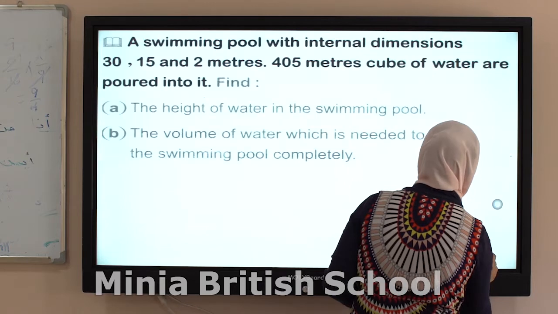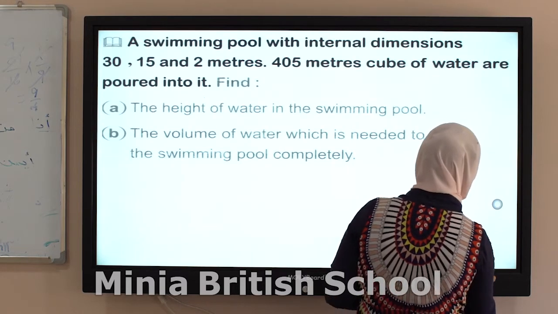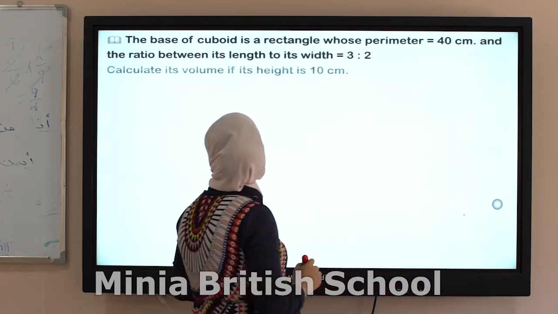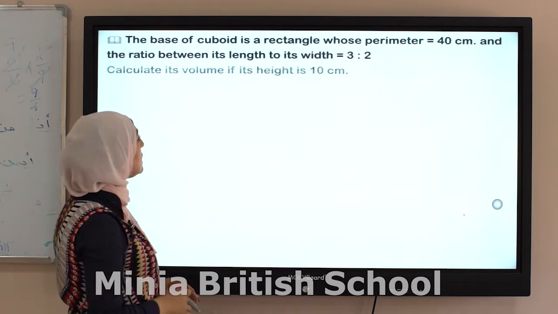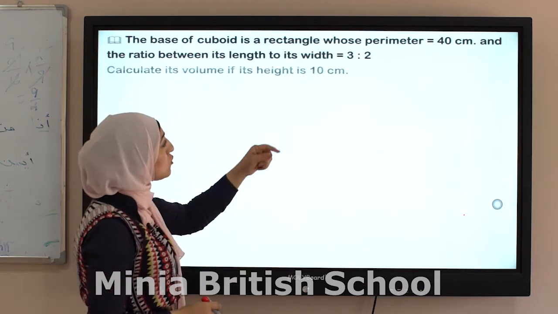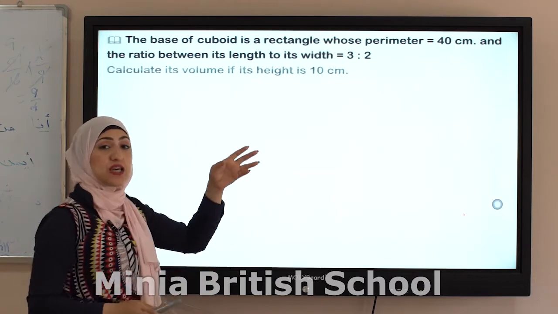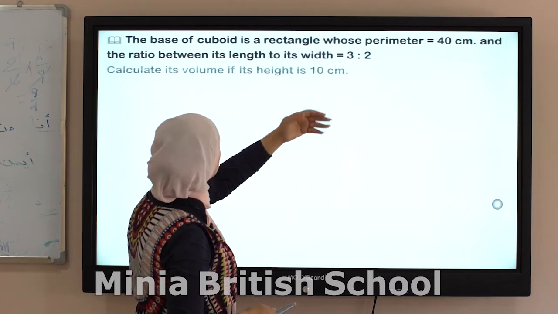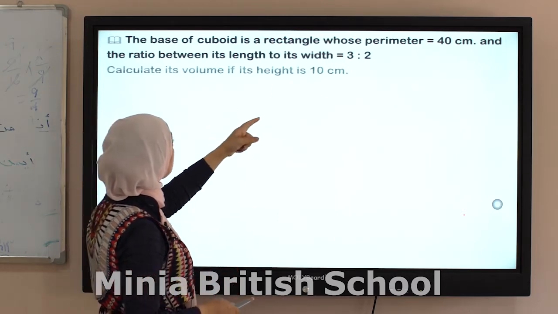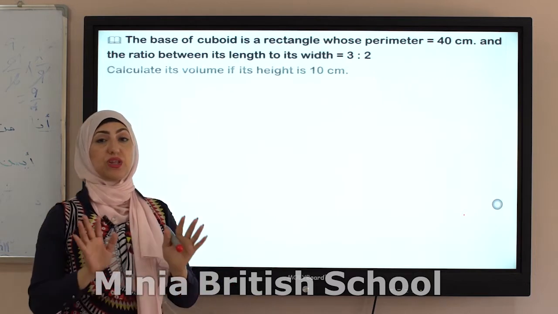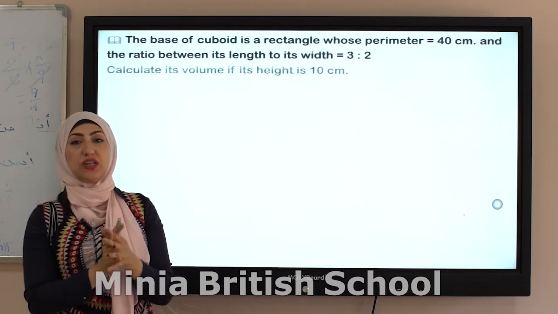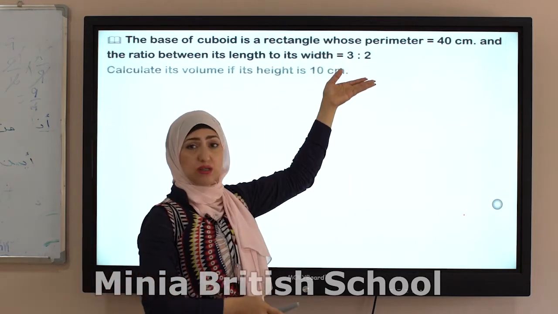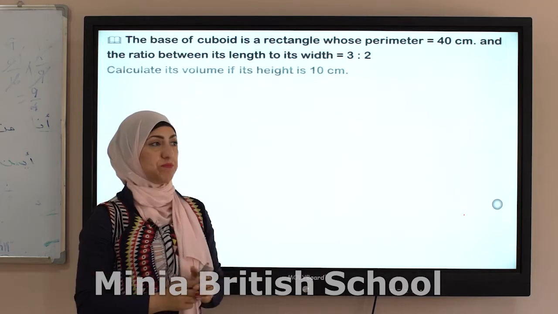Now, let's solve this one first. Okay, here the base of cuboid is a rectangle whose perimeter equals 40 centimeter. Here, he gave me the perimeter and the ratio between its length to its width, 3 to 2. Calculate its volume if its height is 10 centimeter. Okay, let's see what is the given here. What does he give me here? He gives me the perimeter and the height.